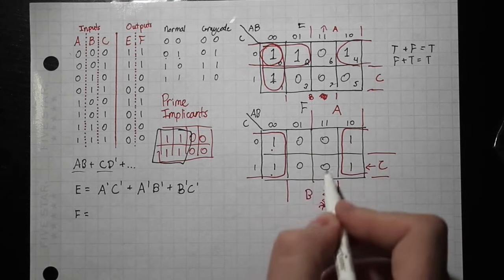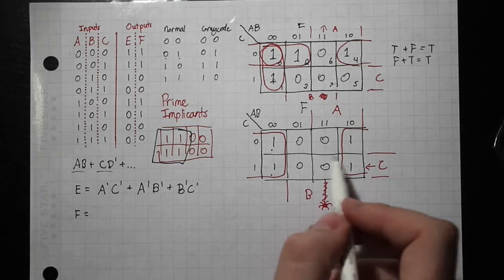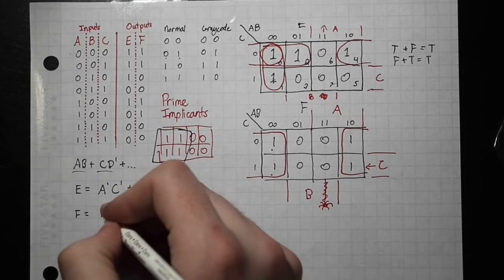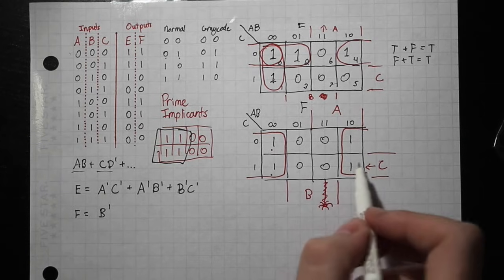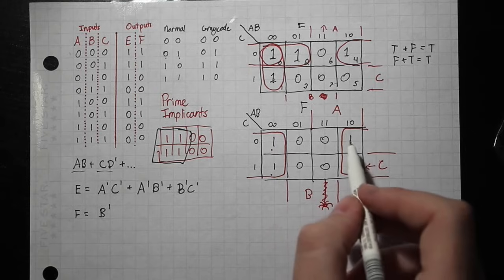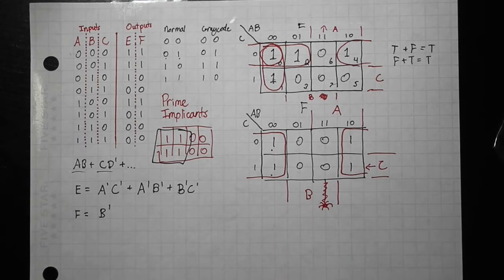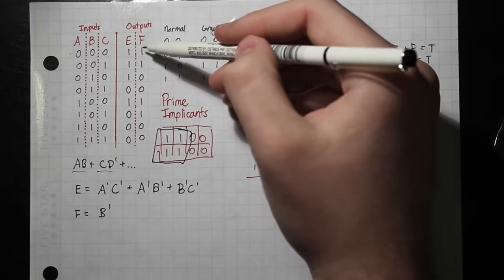It's entirely outside of B, so it's these two right here. So we're going to go ahead and write B naught. And it crosses over the region where C is asserted because this one is outside of C, this one is inside, this one is outside, and this one is inside, so we're going to leave out C. So F as a function is just B naught, and you can confirm that by looking here.